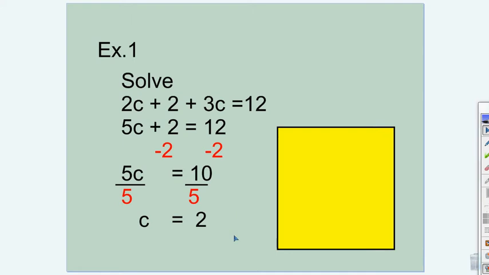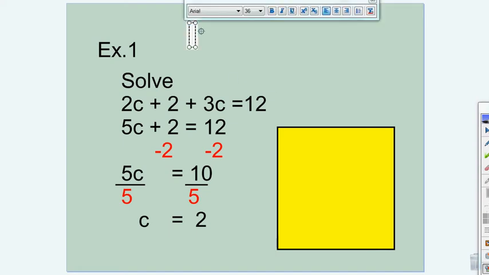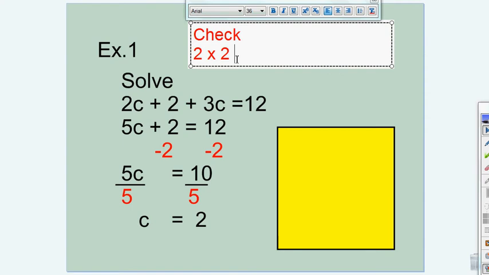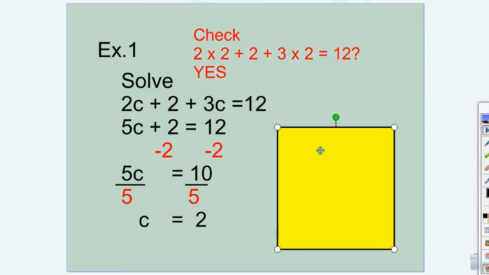Now the check is still in play here. So I can go up here and check. Is 2 times 2 plus 2 plus 3 times 2 equal to 12? That's the question you have to ask yourself. 4 plus 2 plus 6 is 12. So yes, it checks out. I take the answer, put it back into the original, and I'm going to know whether I'm right or not. Got it?